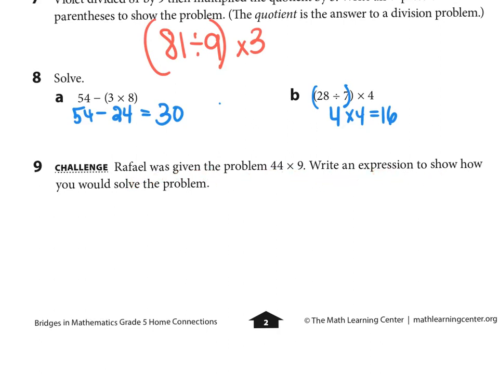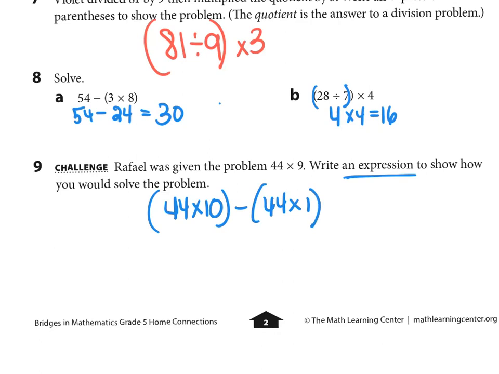Write an expression to show how you would solve this problem. So really, boys and girls, there's not an incorrect answer because you're just going to write down an expression to show how you would solve this problem. So there's several different ways you could solve the problem. Honestly, for myself, probably what I would use is I would think that 44 times 9 is the same as 44 times 10, and then I would subtract a group of 44. So if I were to write an expression to show that thinking, I would say 44 times 10 minus that one group of 44.